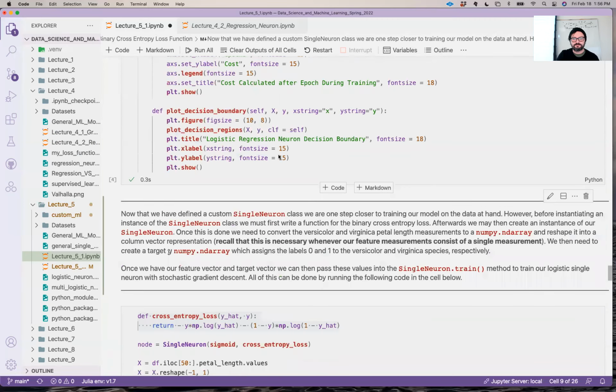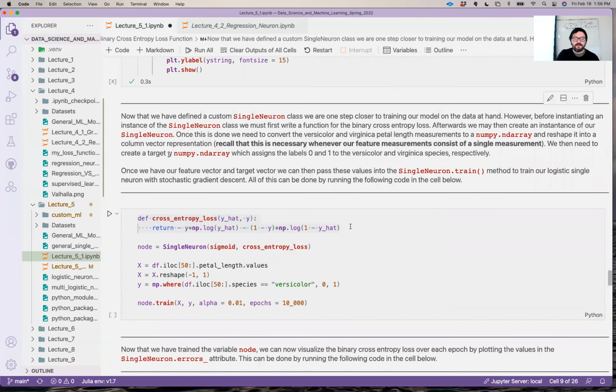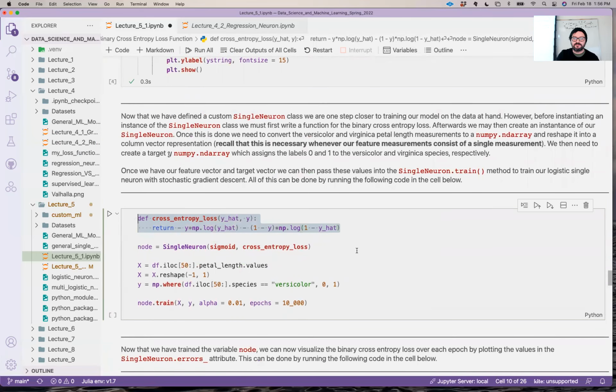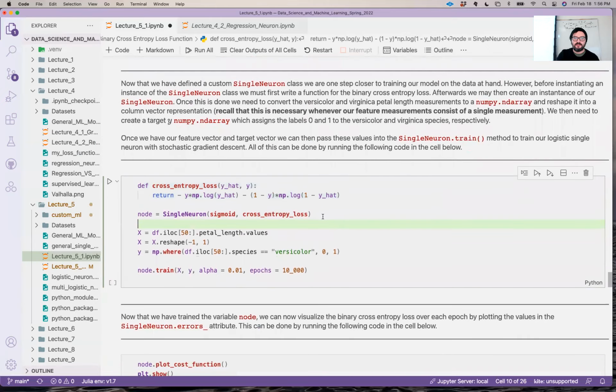I ran that cell. Next, I define my cross entropy loss exactly as it appears. And I already defined sigmoid above, right? I instantiate a new single neuron and I pass it sigmoid and cross entropy, which means that this is a logistic regression neuron.